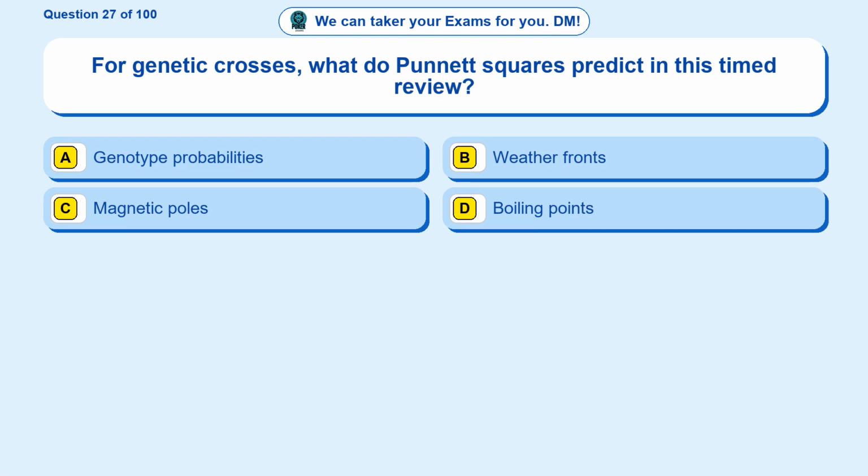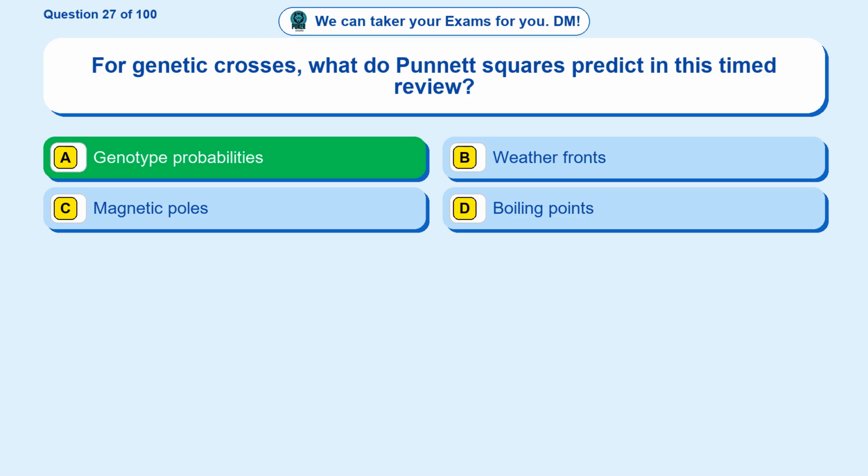Question 27. For genetic crosses, what do Punnett squares predict in this timed review? Option A, genotype probabilities. Option B, weather fronts. Option C, magnetic poles. Option D, boiling points. The correct answer is option A.